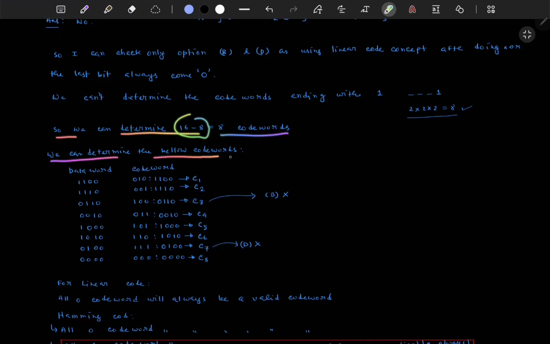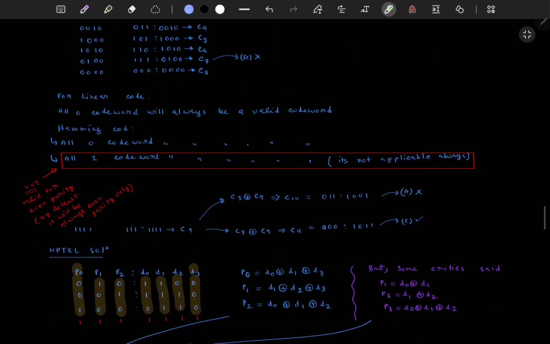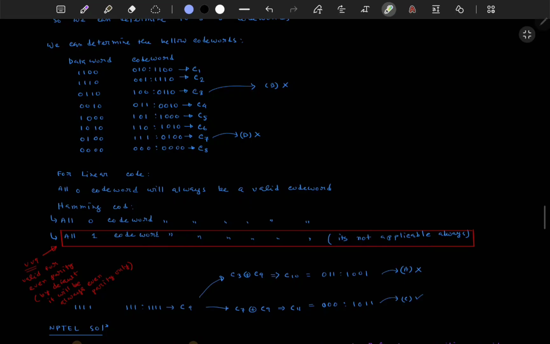So we can determine the below code words doing this XOR operation. Here we have performed different XOR operations like C1, C2, C2, C3, C3, C1 or C4, C2, like that. We have done many things, and just the unique ones we have noted down. So here those 8 combinations we found for linear code.